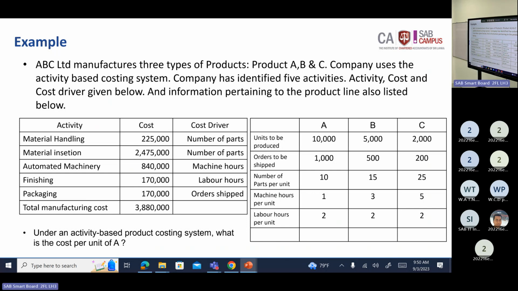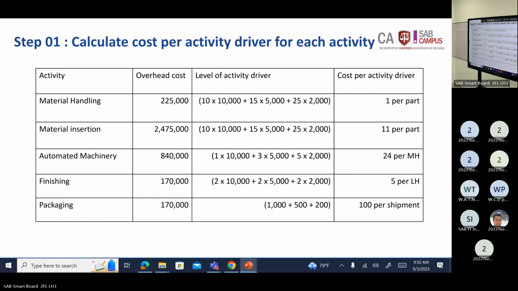මෙතන අපිට ABC කියලා product තුනක් හදනවනේ. Product තුනේ unit to be produced, orders to be shipped, number of parts per unit, machine hours, labor hours. ඔතන ටිකක් දීලා තියෙනවා. Right? මේ තමයි activity. Activity and cost driver given. මේක තෝරලා තියෙන්න මේ ටික පොදුවේ දුන්නා නම් අපිට ගැලපෙන එකක් අඳුර ගන්න වෙනවා.